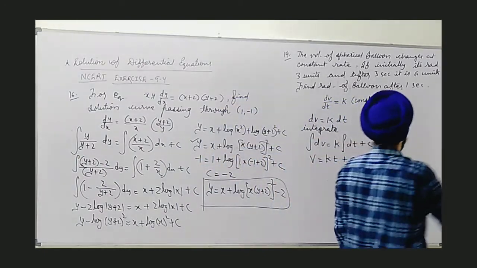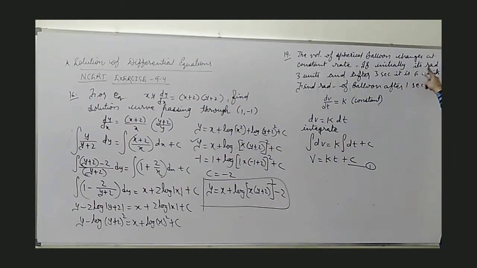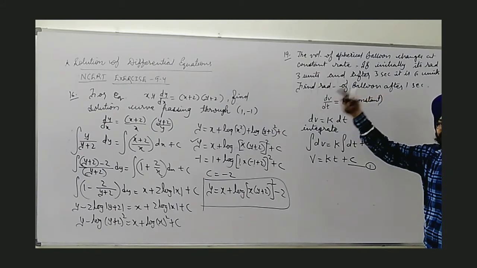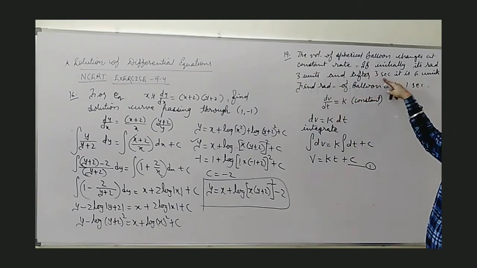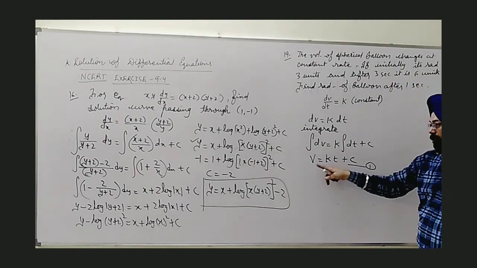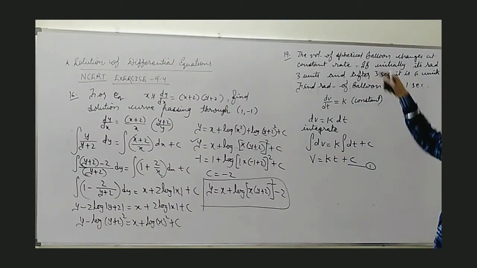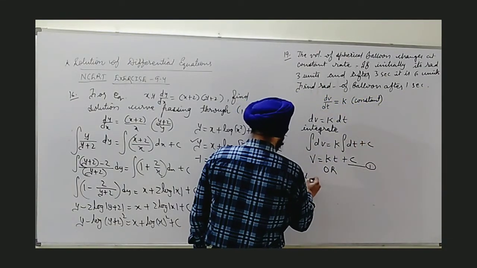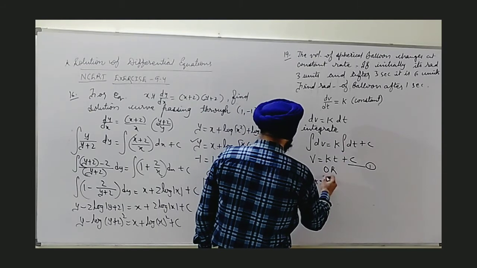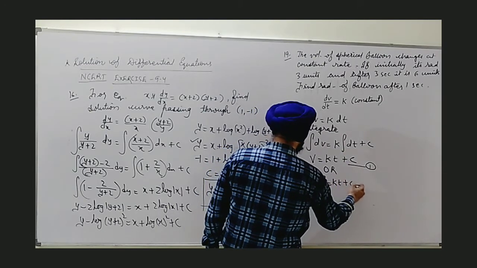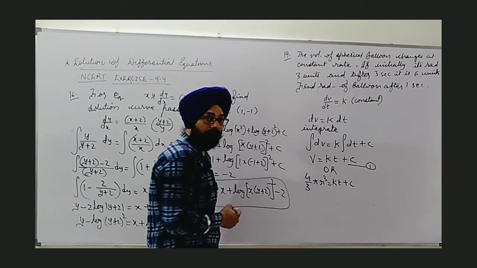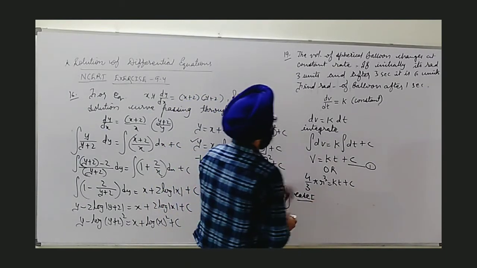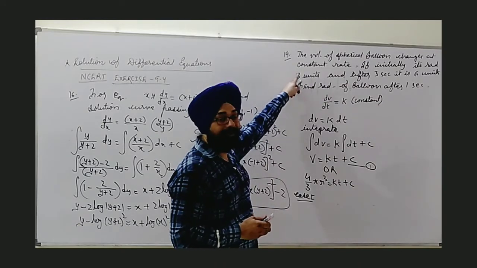Now what is next? Initially its radius is 3 units. You are given the radius, and we have V in terms of time. So do not worry, because it is a spherical balloon, we can write this relation in terms of radius also as 4 by 3 pi r cube equal to kt plus c. So what we will do? Case number 1. We are given initially its radius is 3 units.